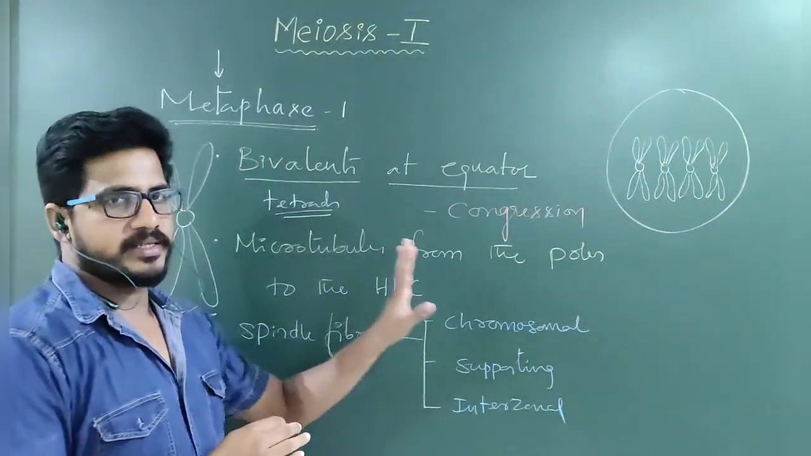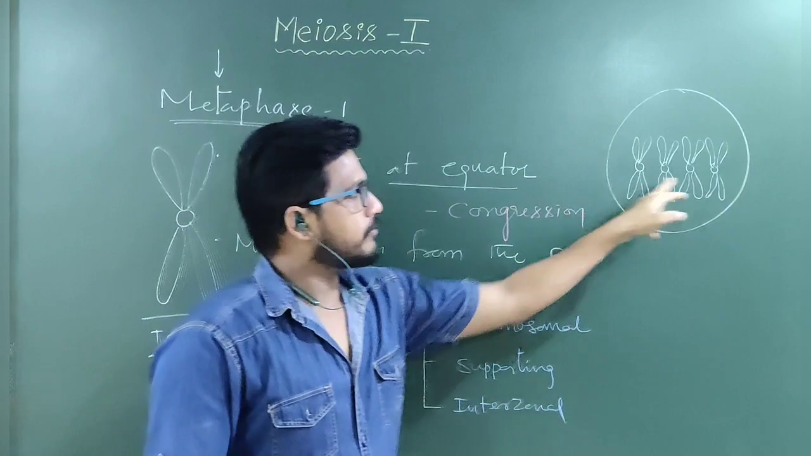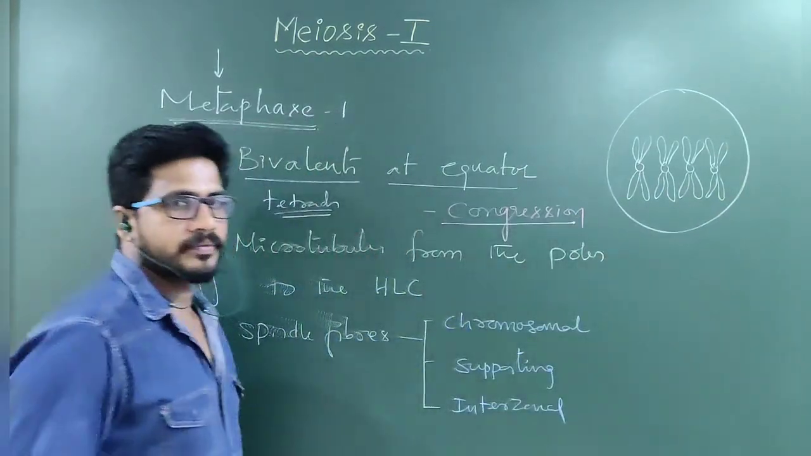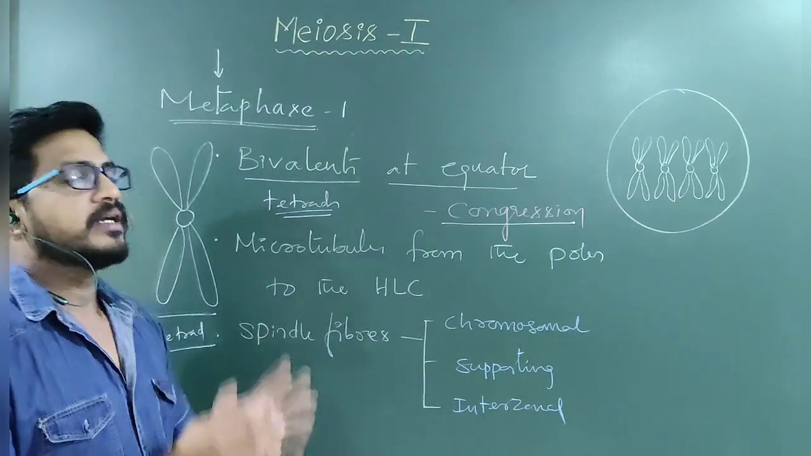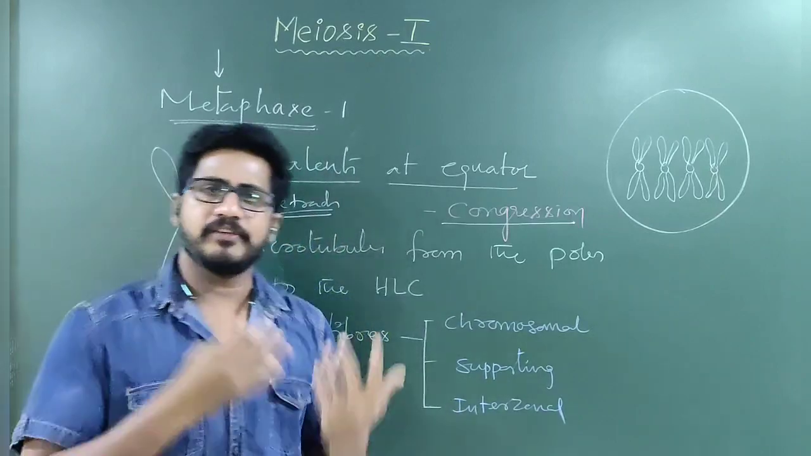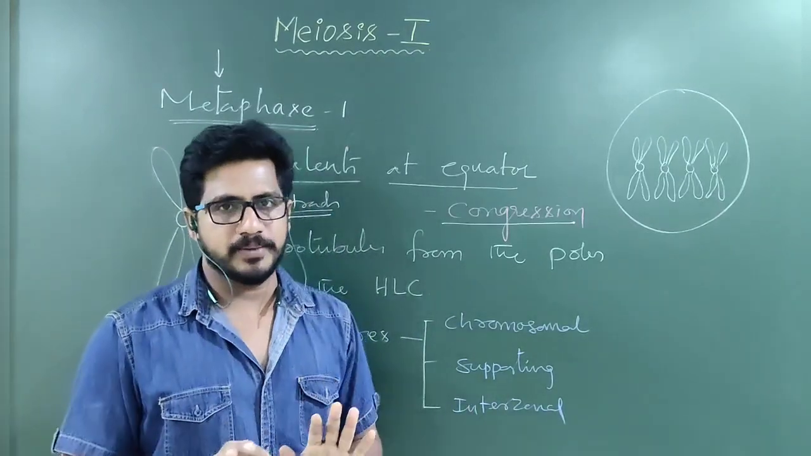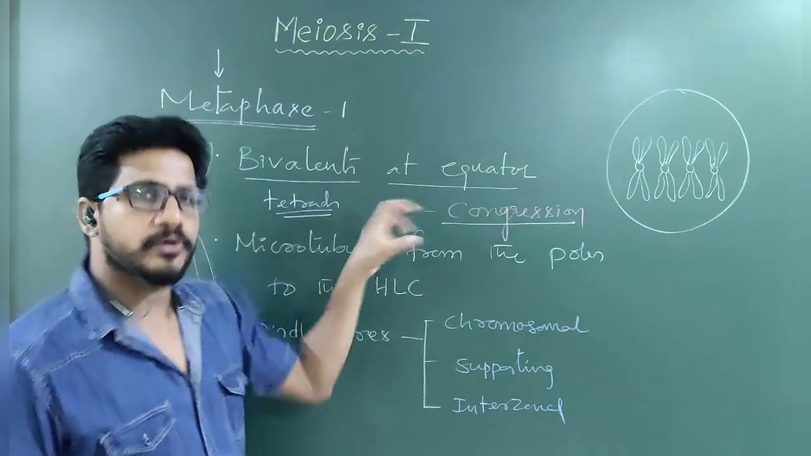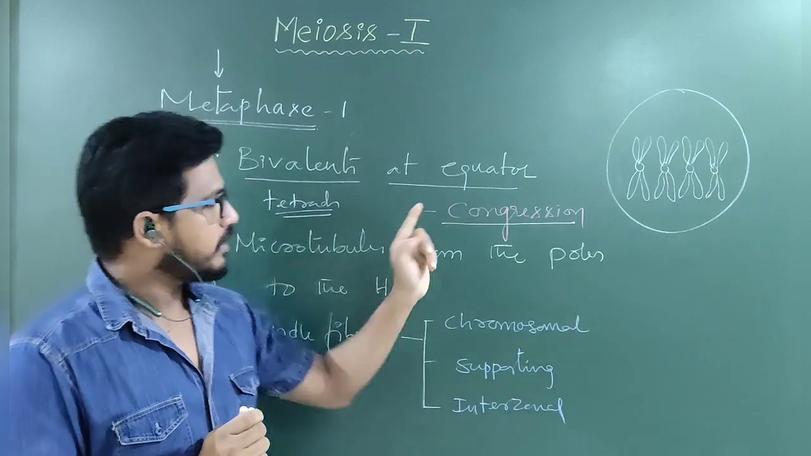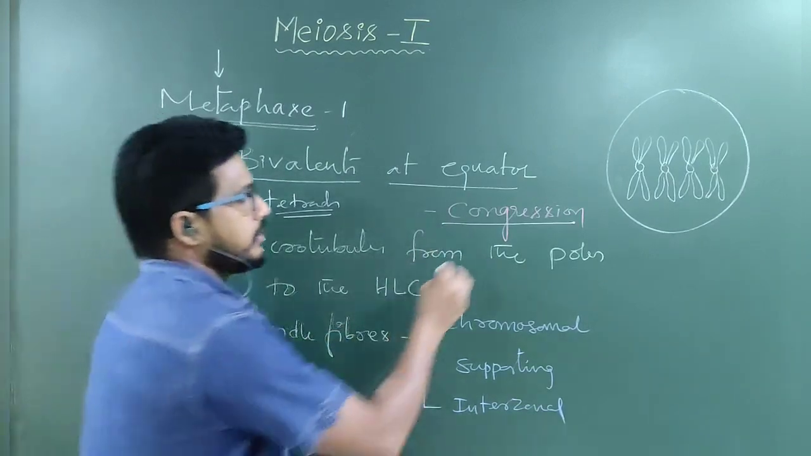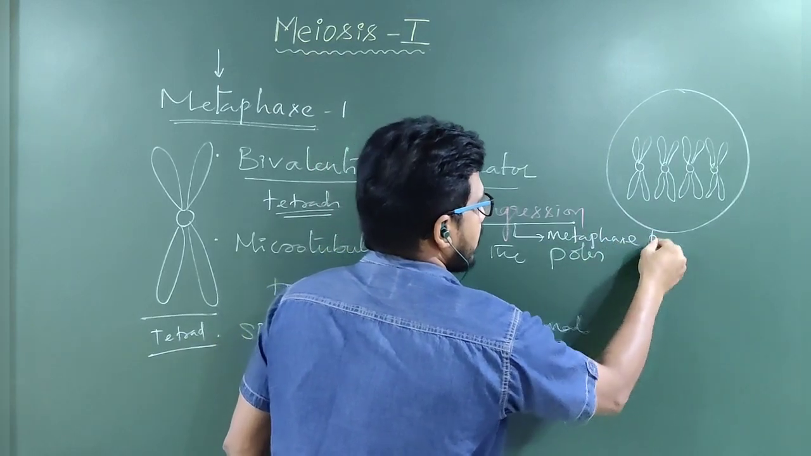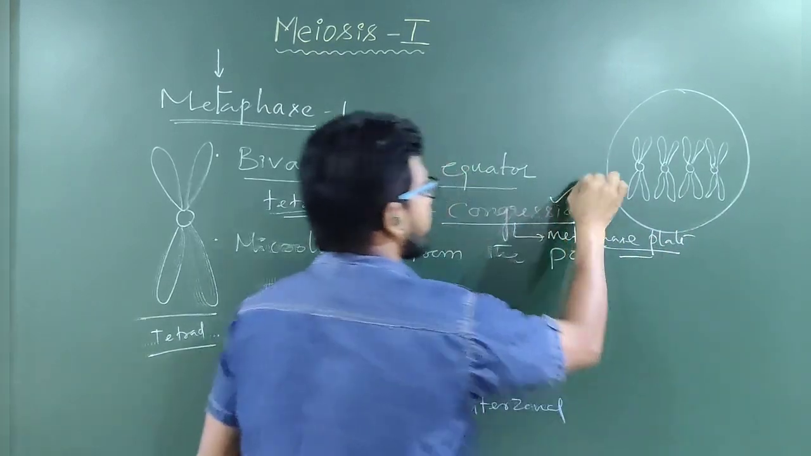This is how, if we take for assumption 4 chromosomes, then all the 4 come to the center. And that process is called congression. What is happening in congression? It is a phenomenon in which all bivalent sets of chromosomes, maybe 23 or 50 or 100 or 2 or 4 or 5, whatever, all sets of chromosomes along with their bivalent shapes come to the center and form the metaphase plate. Metaphase plate is the result of congression.